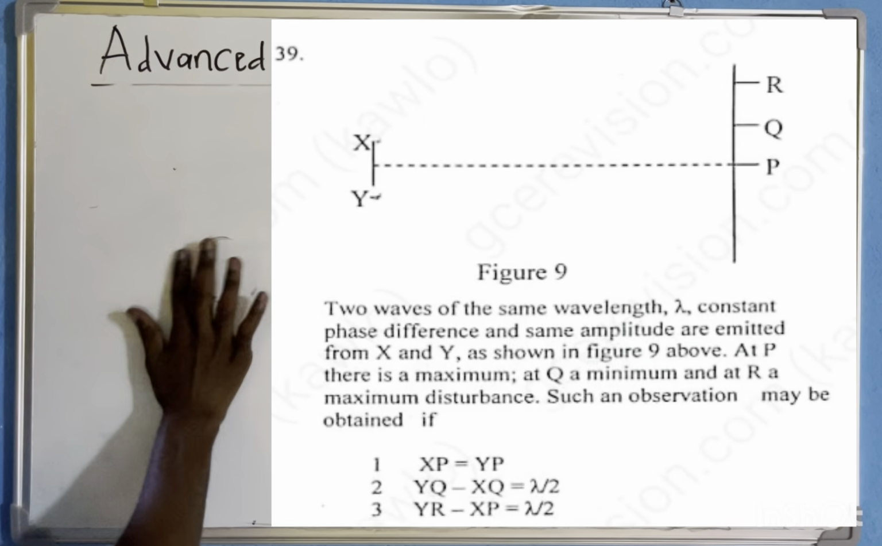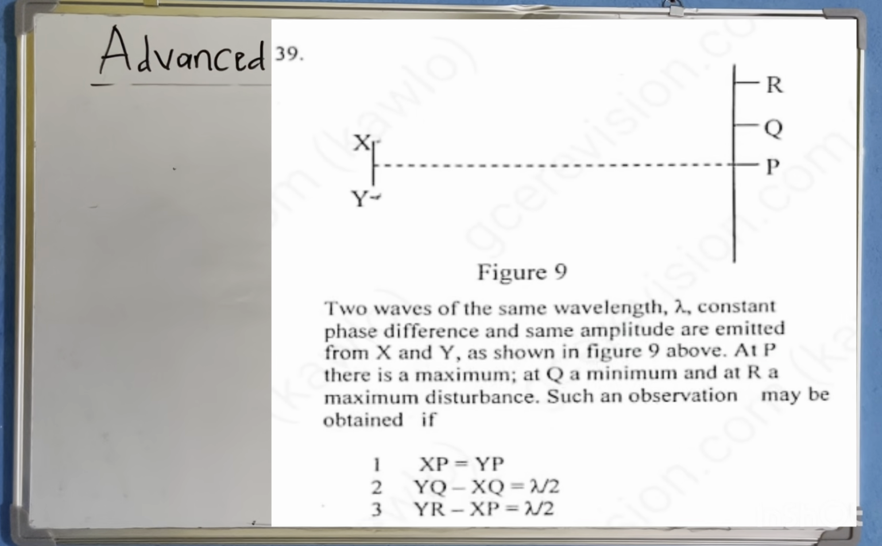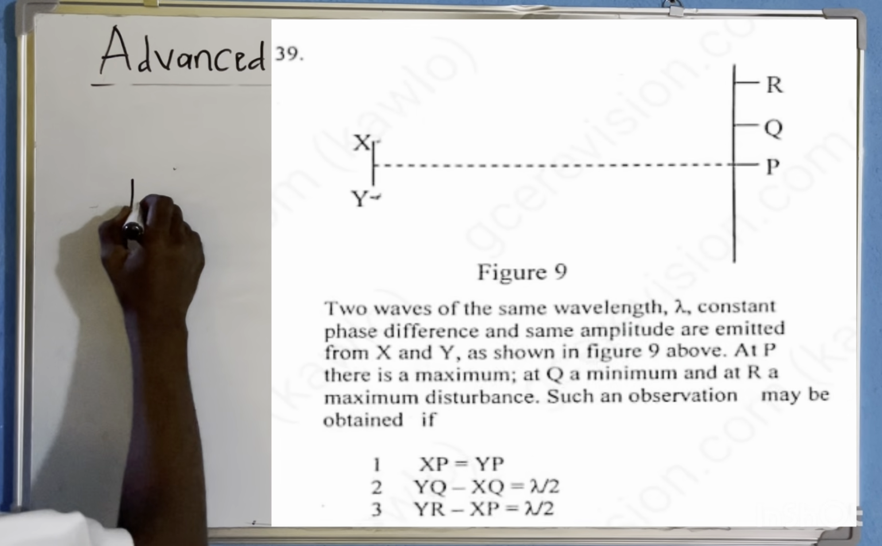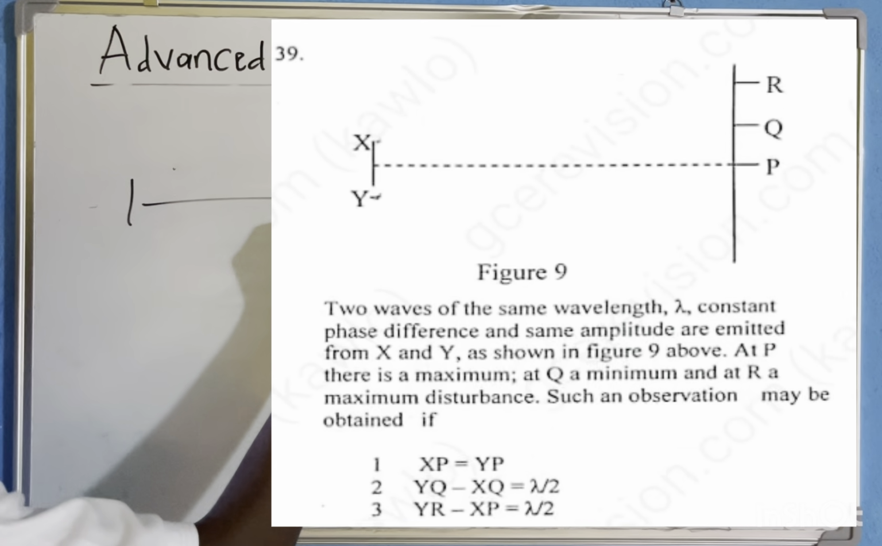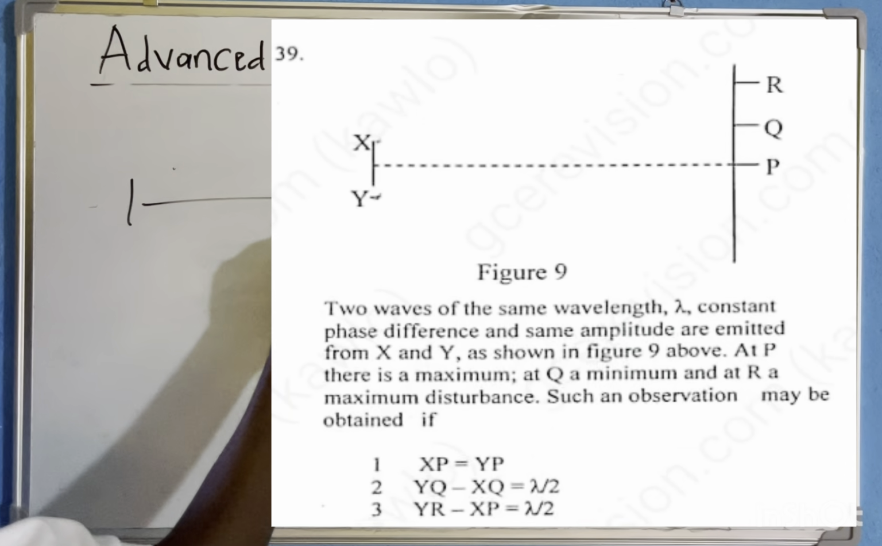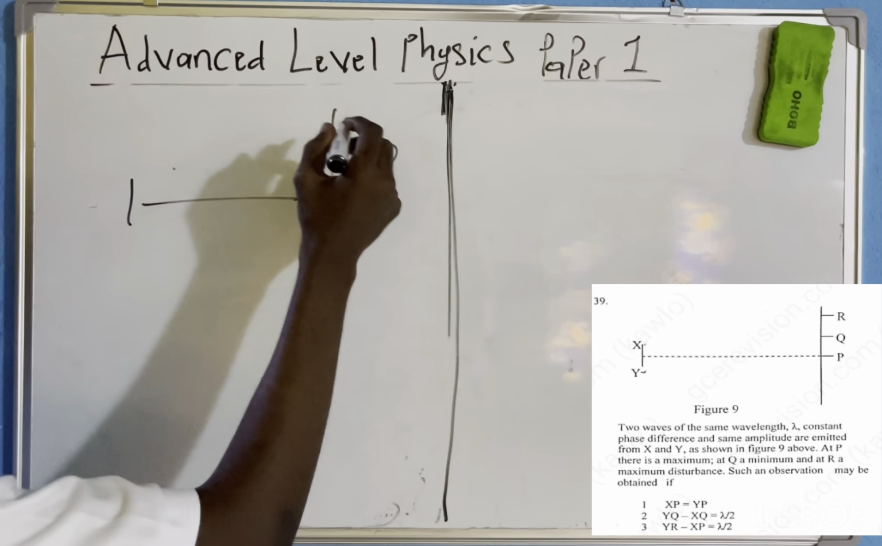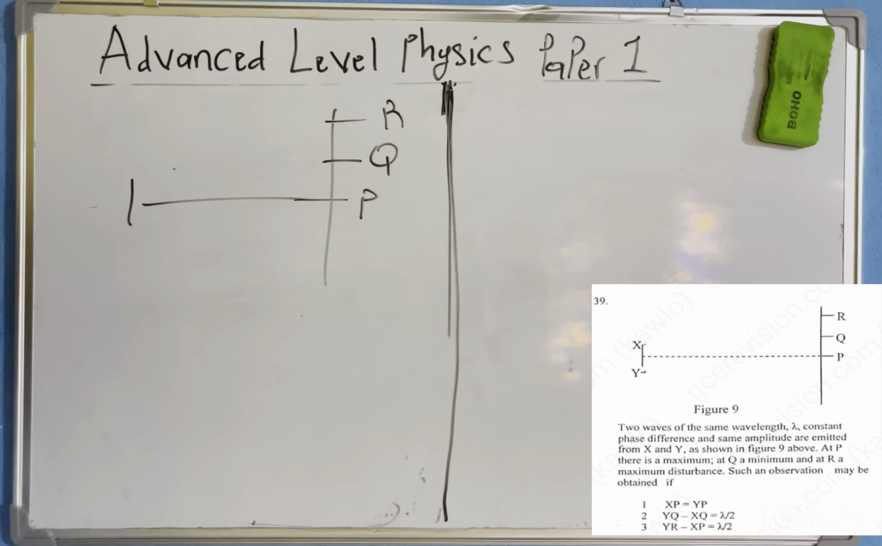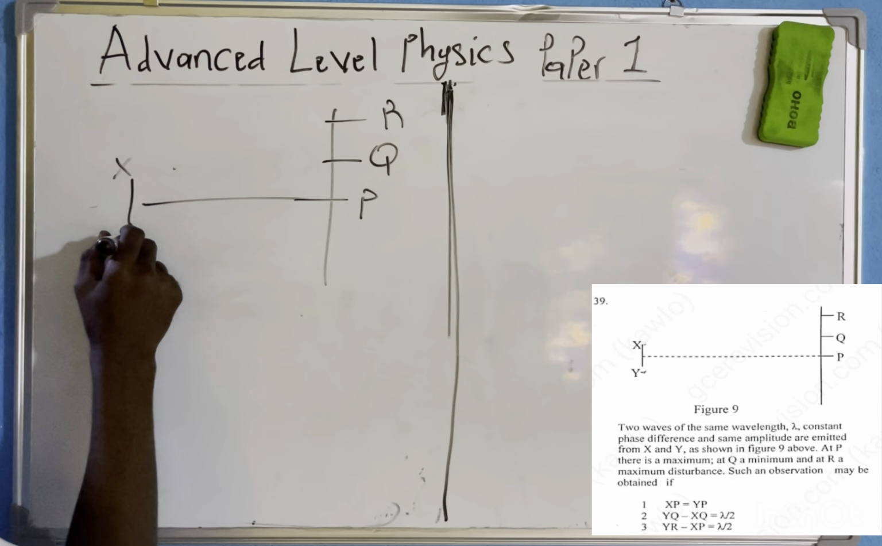Now, the next question, a very interesting question, is under diffraction of light. We are having two waves of the same wavelength lambda, constant phase difference, and the same amplitude. There is a condition for interference to occur. At the level of the screen, interference occurs. Let's say at P we are having a bright region. At Q, we are having a minimum region, it means a dark region. At R again, we are having another bright region. This is X and Y.